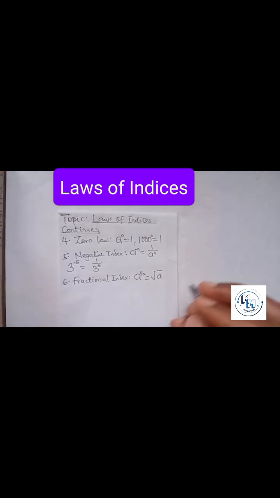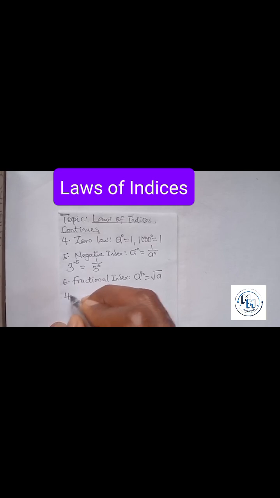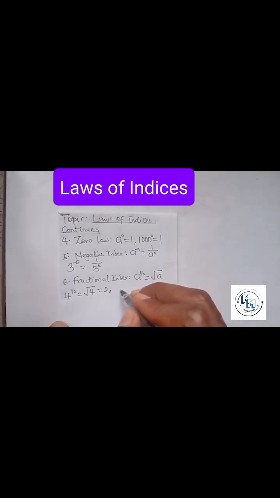Now what when I have something like 4 power half? It also means the square root of 4, and that gives us 2. If I do the same to 9 power half, it means square root of 9, and of course that gives us 3. Now, what if we have our index not to be 1 over 2, but also a fraction?